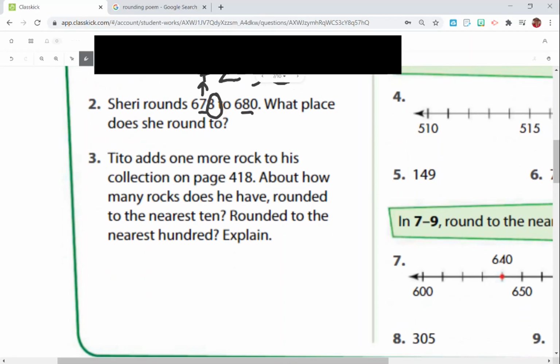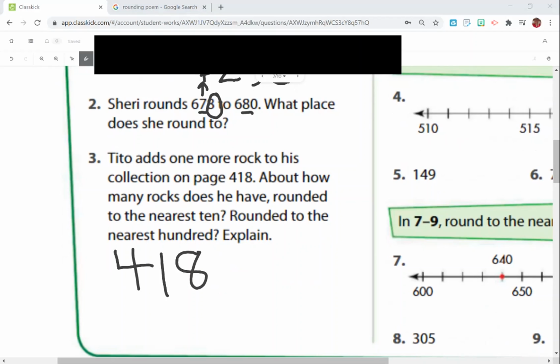680. Number 3. Tito adds 1 more rock to his collection on page 418. About how many rocks does he have? Rounded to the nearest 10. Rounded to the nearest 100. Let's round to the nearest 10 first.